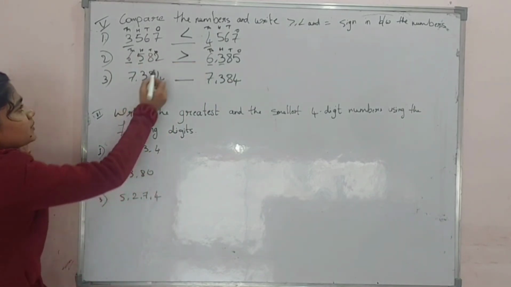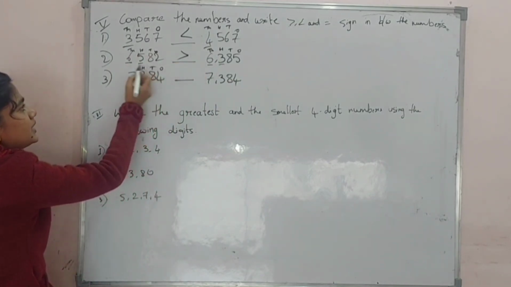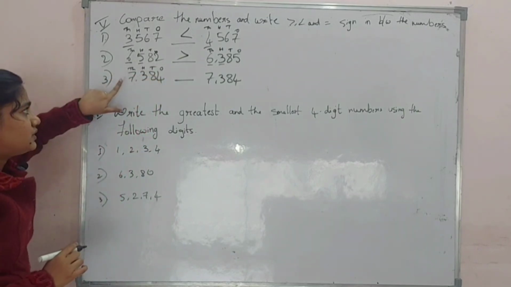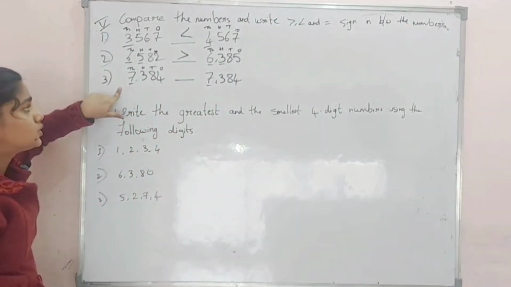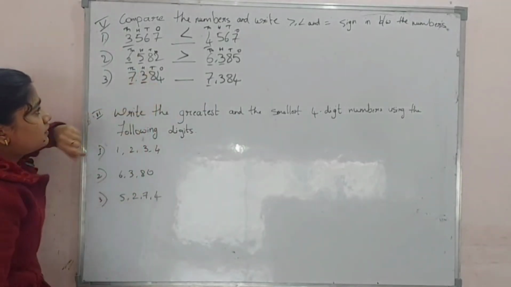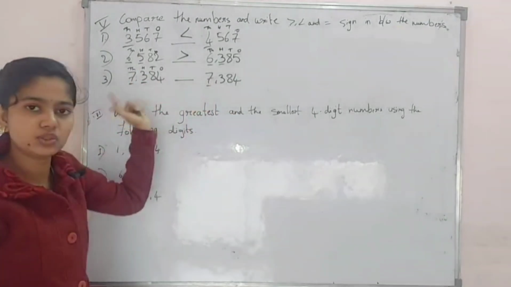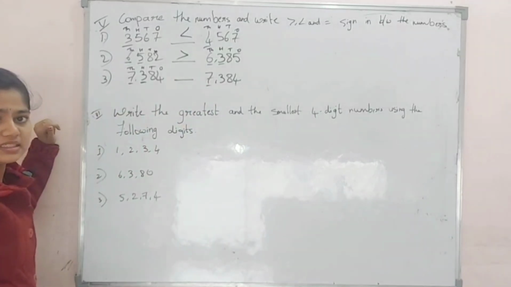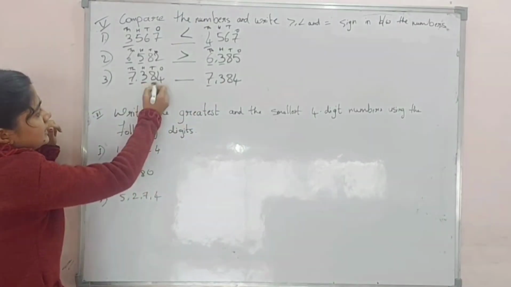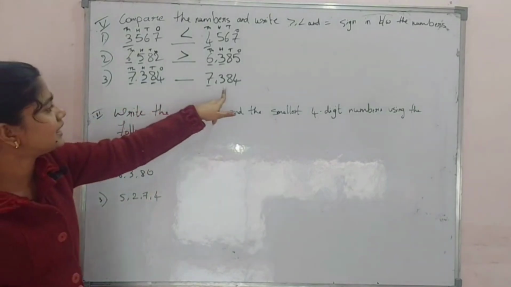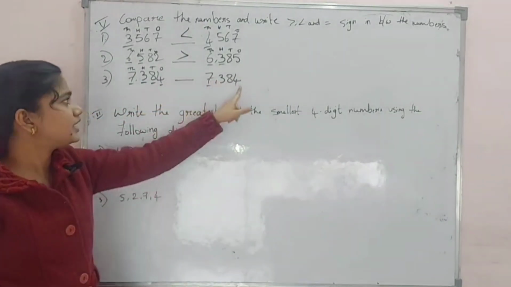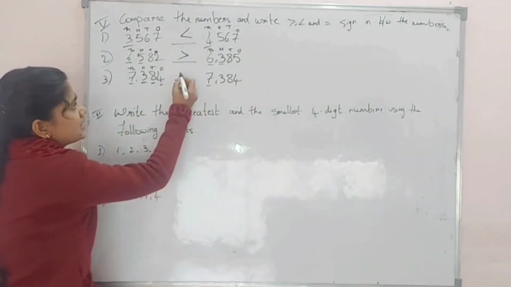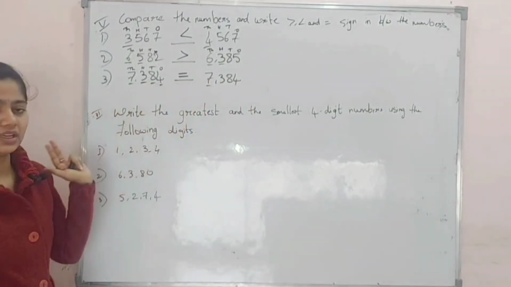Now here, same thing, we write the place values: ones, tens, hundreds, thousands. First we check the thousands place, whether they are equal, greater or smaller. They are equal, so we cannot judge. So we go to the hundreds place. Both are equal, so we cannot conclude. So we go to the tens place. Both are equal, right? So again go to the ones place. Both are equal, 4 and 4. So both numbers are equal, and I have written equal.